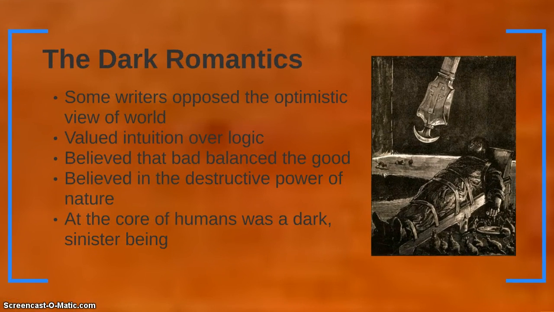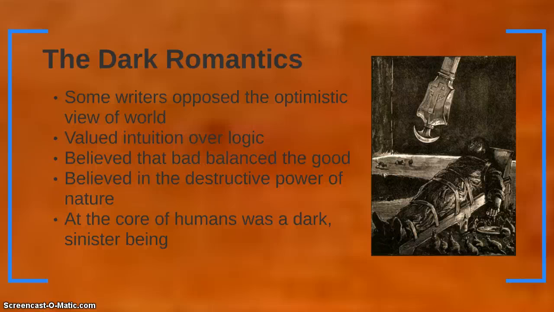And we're actually going to start our romantic period with the dark romantics, who, if you think of those five I's, the one, idealism, they disagreed with. They disagreed that the world is this great place that we want to make better. They believed that humans were dark. We had a sinister core. They believed more in the destructive power of nature than the beauty of nature. But they believed that ultimately the bad in society balanced the good in society. So with every good action, there was a bad action.